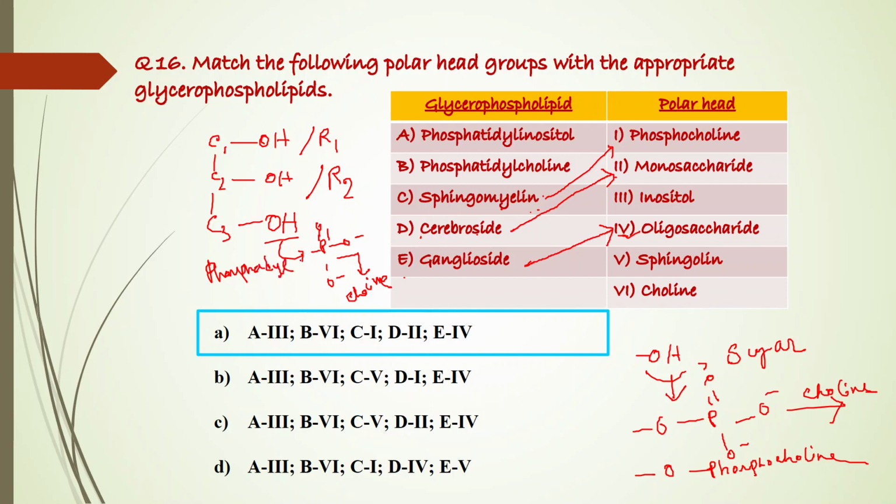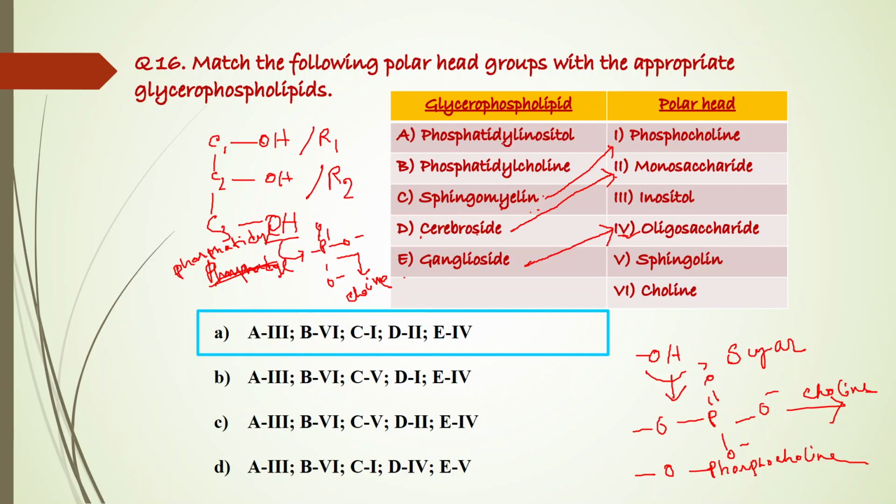Up to this point, they will be known as phosphatidyl. Sorry, I have written the spelling wrong. Up to this point, they will be known as phosphatidyl. And after you attach any other polar head group to this phosphate group, then they will be named after that particular polar alcohol that you are choosing.